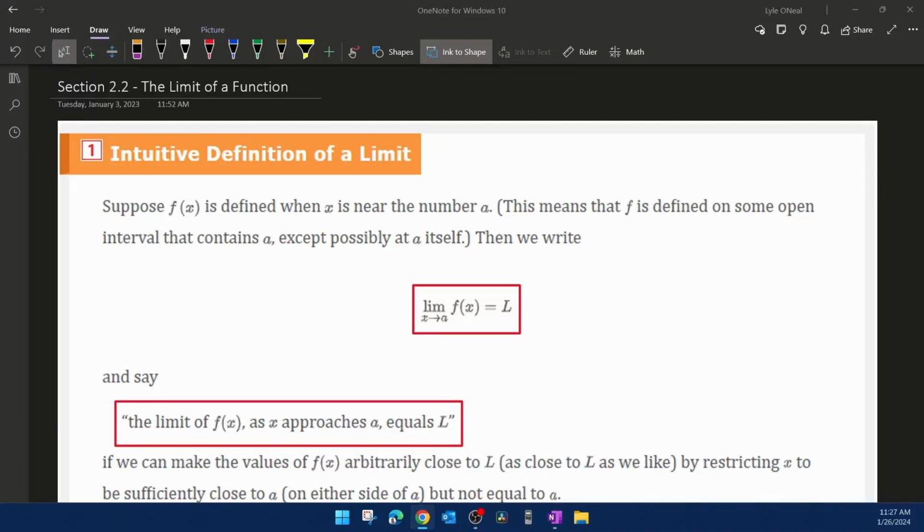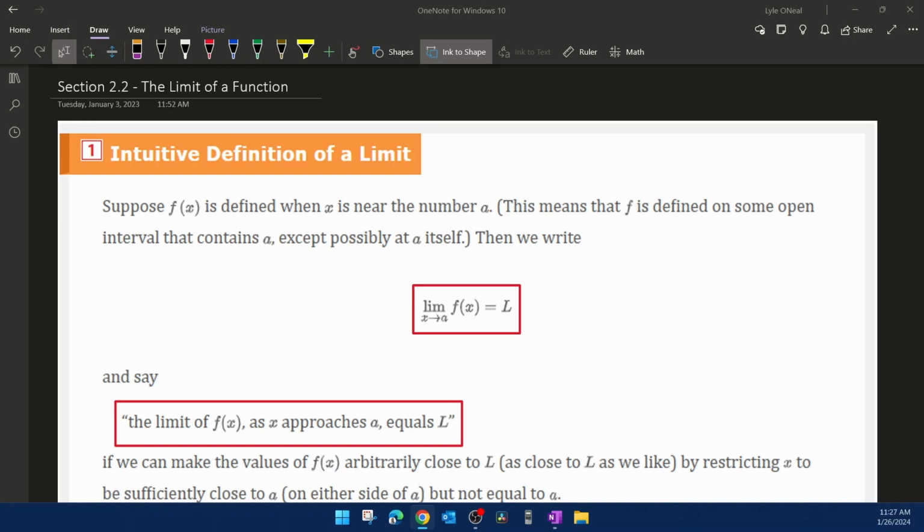Hello and welcome to our lesson on the limit of a function. This is section 2.2 from our Calculus 1 course. Let's get started. In this lesson, we're looking at the limit of a function. We're going to start with the intuitive definition of a limit.